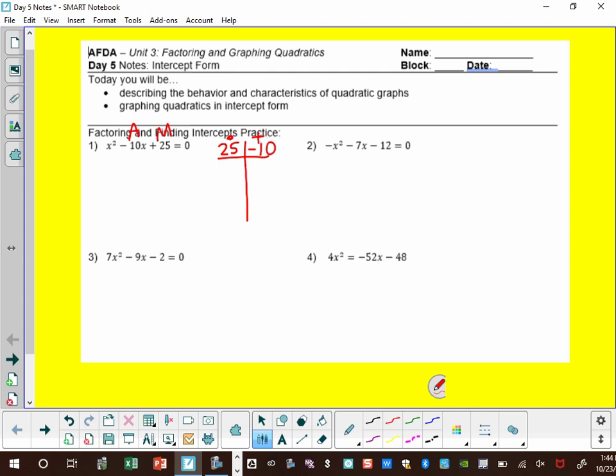What did you guys get? In your calculator, you can do 25 divided by x in your y1, and then 25 divided by x plus x.